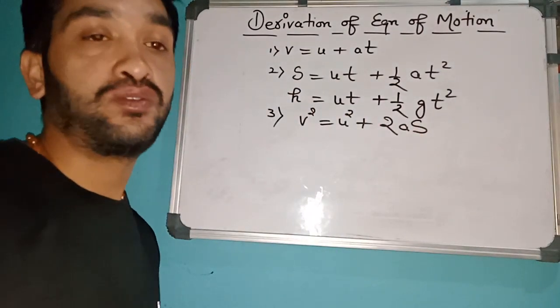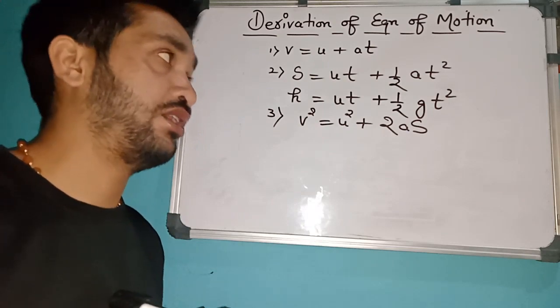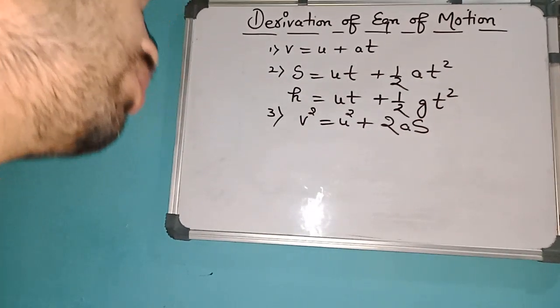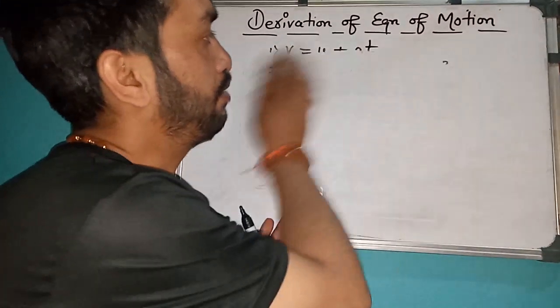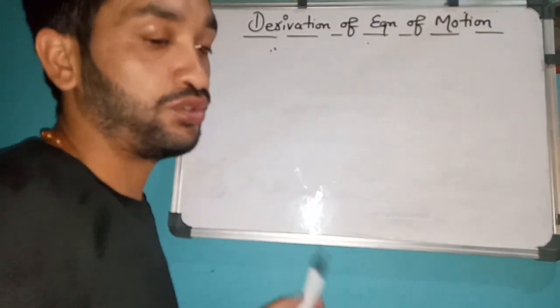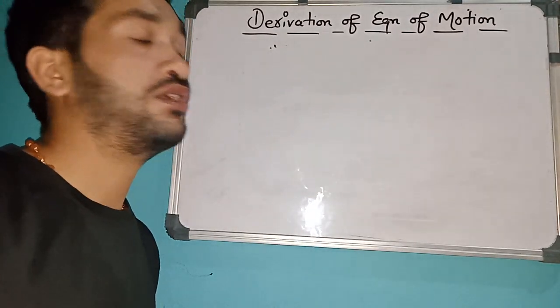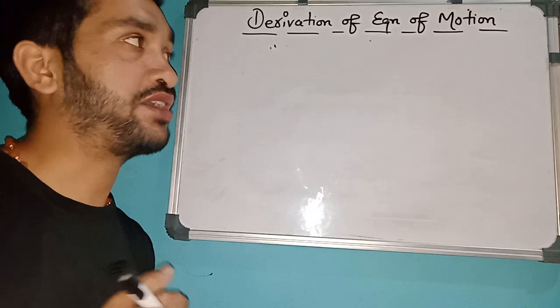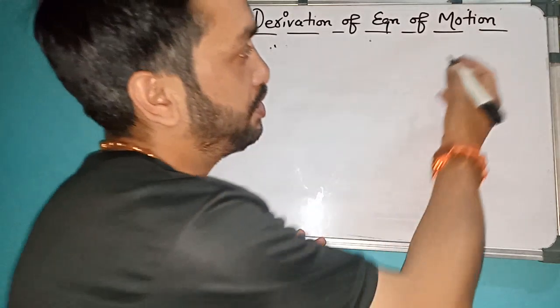So these are the three equations which today we are going to derive graphically, and I am sure that after watching the full video you won't have any problem in derivation. So let's start with derivation number 1, v equals u plus at. Before that, let us see the assumptions. As I already told you, final velocity v, initial velocity u, acceleration a, and time t, and distance s.